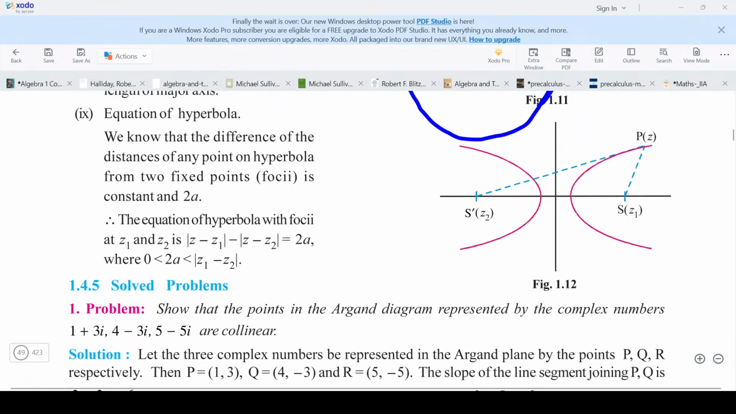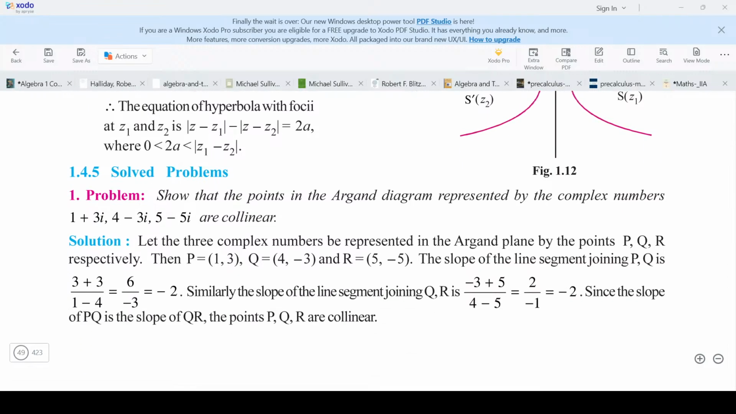Similarly, hyperbola by definition, the distance of this point from this one minus the distance of this point from this one, that is always constant. So the set of points are these points and these points. Agree?